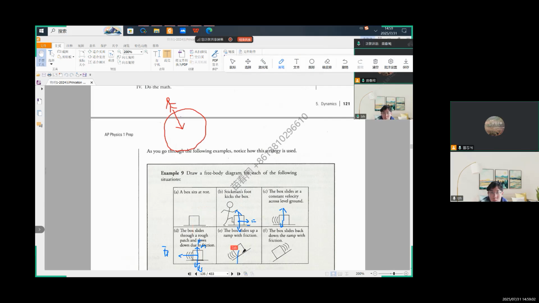So don't go for the perpendicular. And then the normal force is like that. Yes.